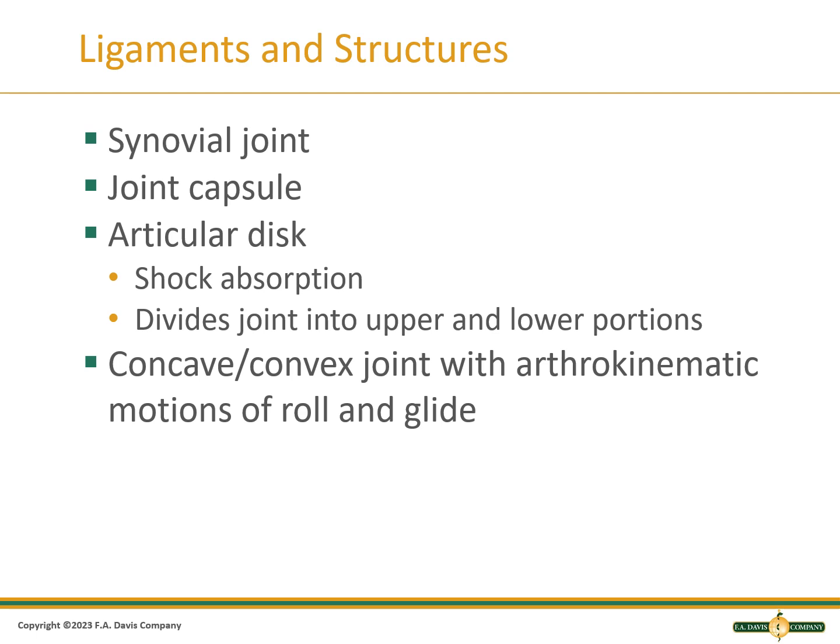Because the sternoclavicular joint is a synovial joint, it has a joint capsule and an articular disc that serves for shock absorption and helps to divide the joint into upper and lower portions. It is a concave-convex joint with arthrokinematic motions of roll and glide that are going to follow our same roll and glide from all of our other joints.